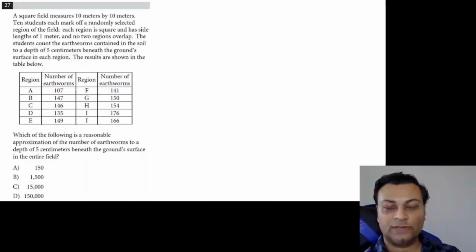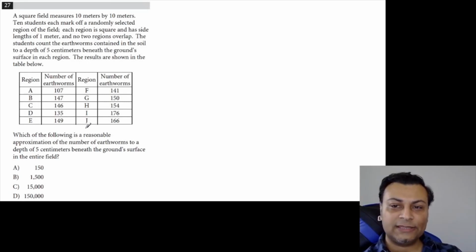Moving on to 27. A square field measures 10 meters by 10 meters. 10 students each mark off a randomly selected region of the field. Each region is square and has side lengths of 1 meter, and no two regions overlap. Okay, the students count the earthworms contained in the soil to a depth of 5 centimeters beneath the ground surface in each region. The results are shown in the table below. We have 10 students, A through J.